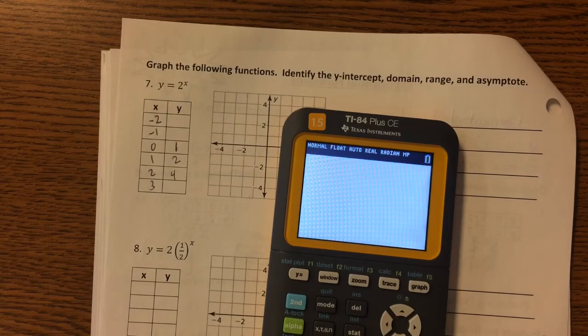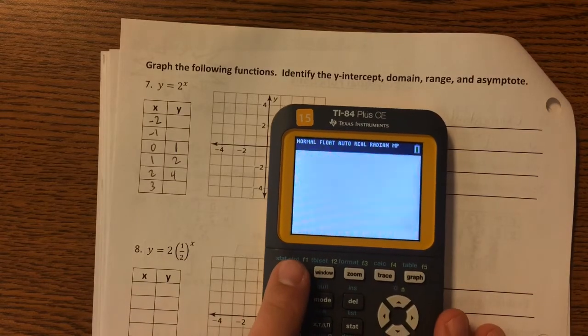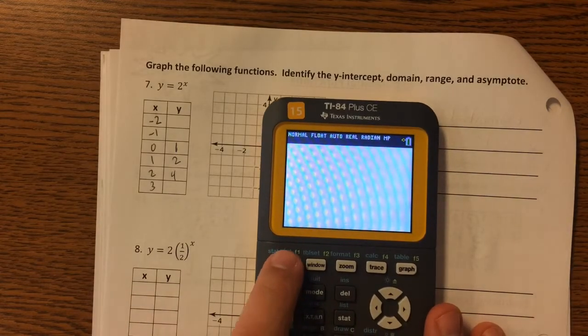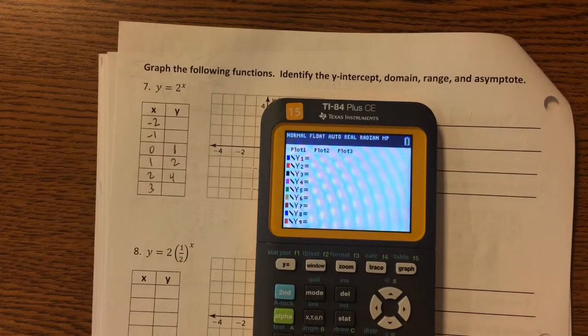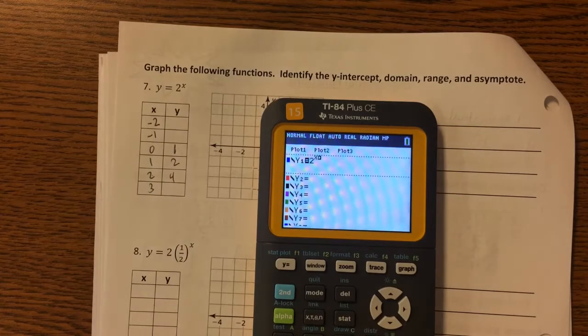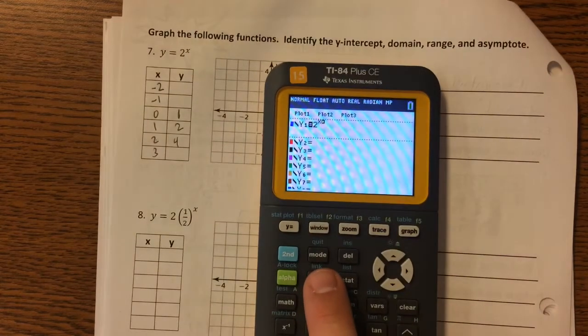So in your calculator, look on with somebody or do this on your own, press y equals. This is where you're going to type in your function, and we just want 2 to the x. So all right, 2 to the power of x. Make sure you're using this little button for x.